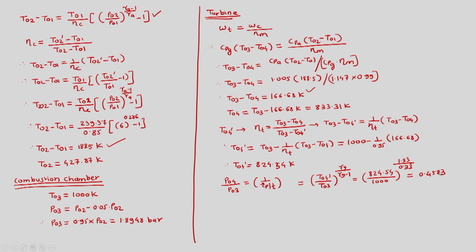and this ratio turns out to be 0.4583. From here we can find out the total pressure at the entry to the nozzle, which is P04 equal to P03 into 0.4583. So it is 0.8684 bar. So this is what the calculation is till the entry to the nozzle. We can go ahead and calculate the things for the nozzle.